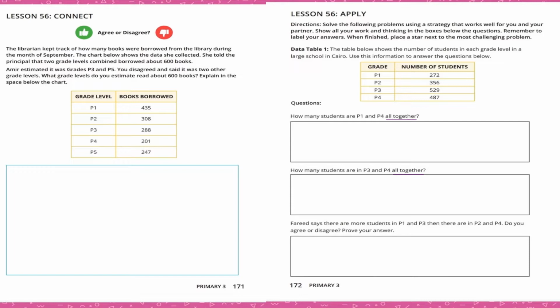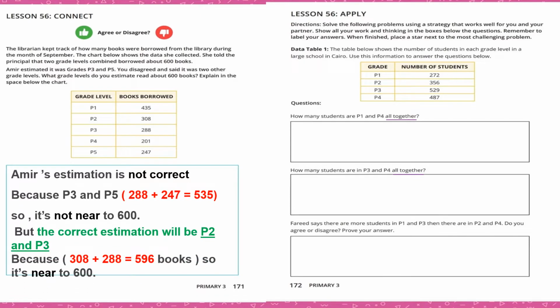Okay? Here we wanted to know what? We wanted to know what grade levels you estimate read about 600 books. We wanted to know the number of books for which two grades, okay, are nearest to 600. Let's start. Amir's estimation is not correct because grade 3 and 5, let's find the sum of them, okay?